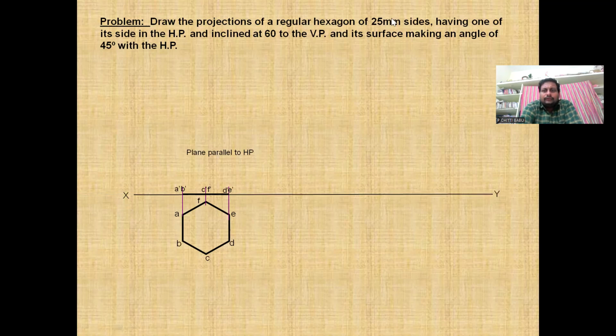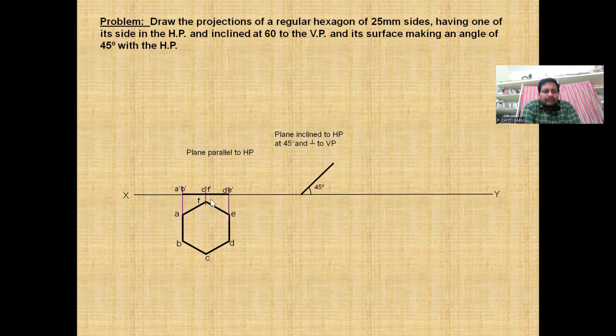Now, first we are going to see the surface making an angle of 45 degrees to the HP. That means this line will be inclined at 45 degrees to the HP, and that inclination will appear in the vertical plane. So simply we will incline this line at 45 degrees. A plane inclined to HP means it is perpendicular to VP, so that inclination will appear in the vertical plane. Simply we need to incline it. So the angle will be 45 degrees.